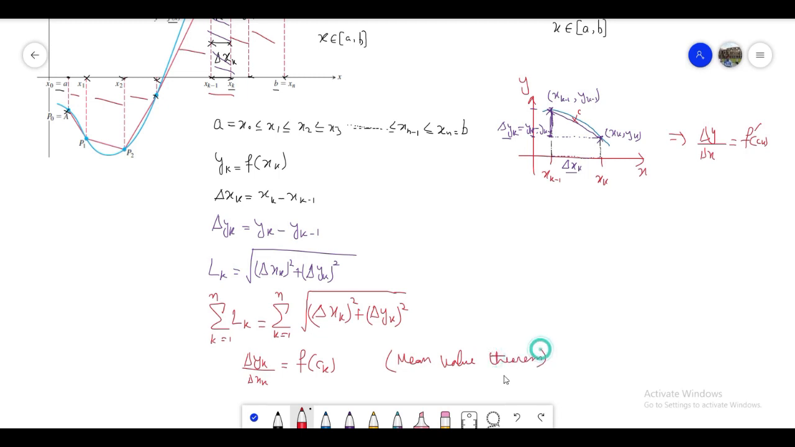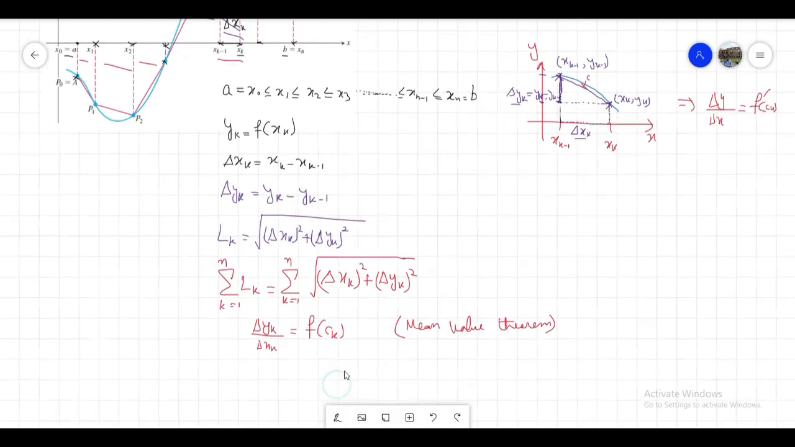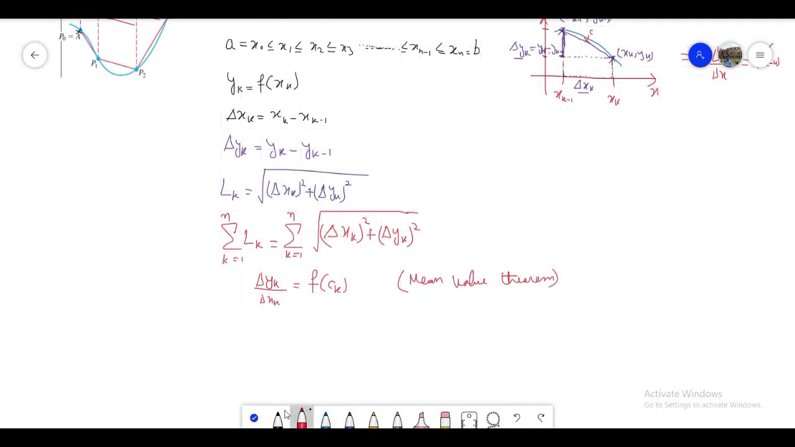theorem, right? So from here I can just write delta yk is equal to, sorry, this was f dash of ck times delta xk. So we have basically computed the value of delta yk. This is our main equation. Let me call this equation star. So we can substitute this delta yk into our equation star.